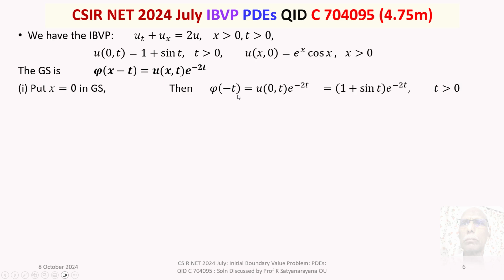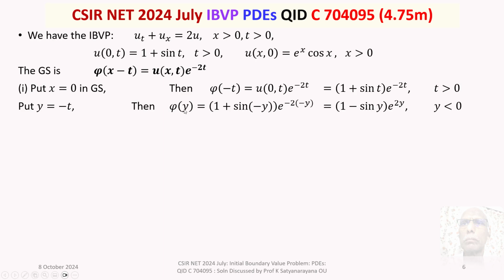Agreed. Now to know the behavior of phi, I will put minus t is equal to y. So y is equal to minus t. Then phi of y is equal to u of (0, t), that is 1 plus sine of t, which is minus y, into e power minus 2 into t, which is minus y. And that will be 1 minus sine y into e power 2y. Then what happens? We have converted from t to y. Now t greater than 0.